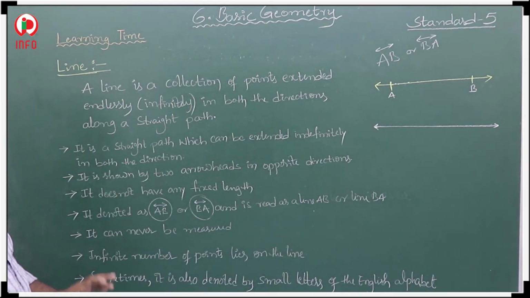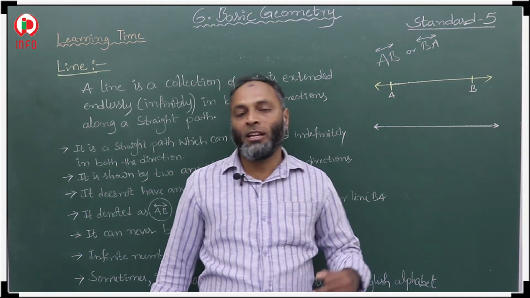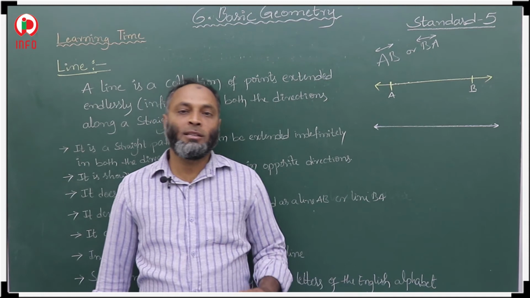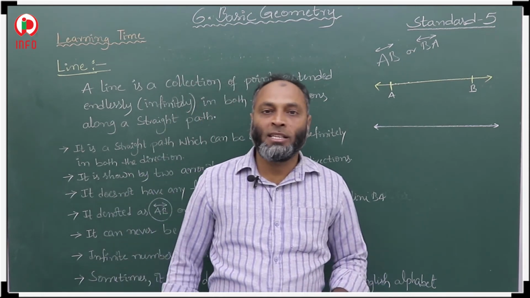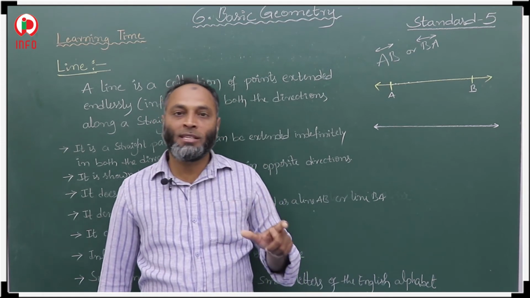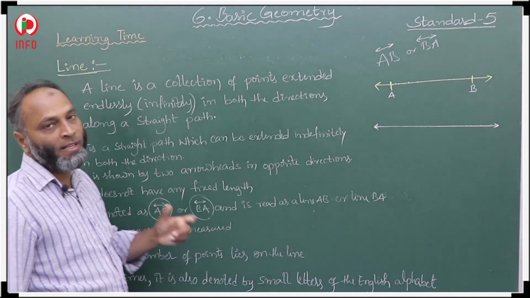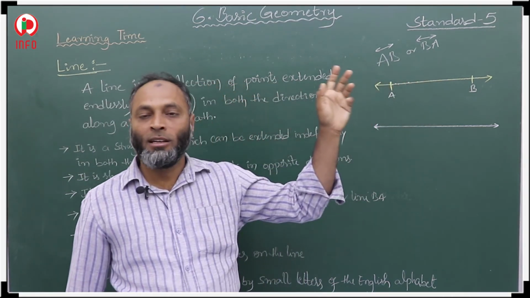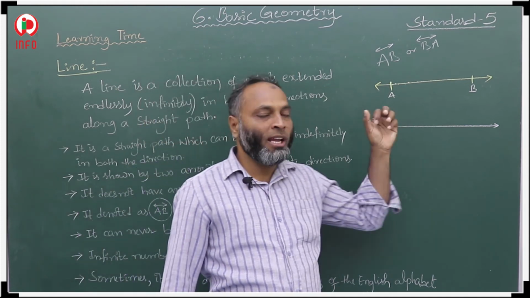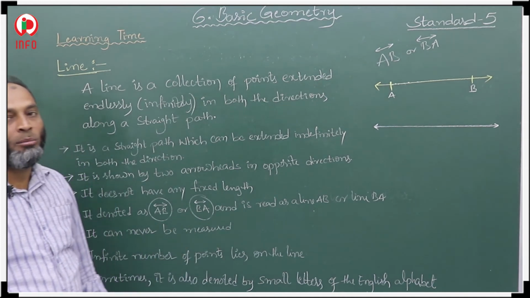A line can never be measured. Why can it never be measured? Because it extends in both directions. It does not have a fixed measure, meaning a fixed length. Because it extends infinitely in both directions, it does not have any fixed length. So it cannot be measured.